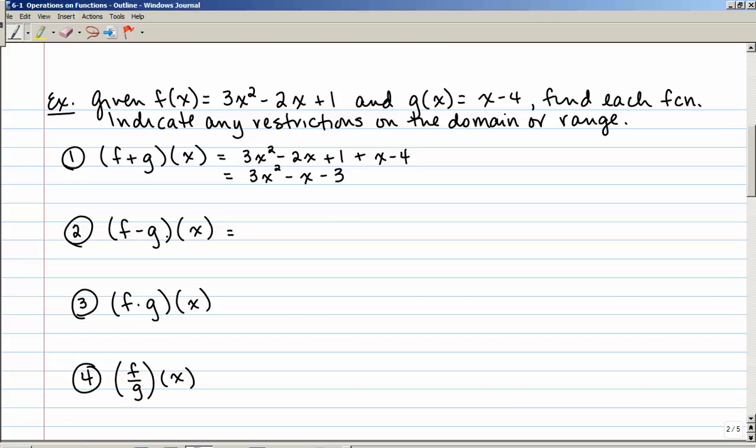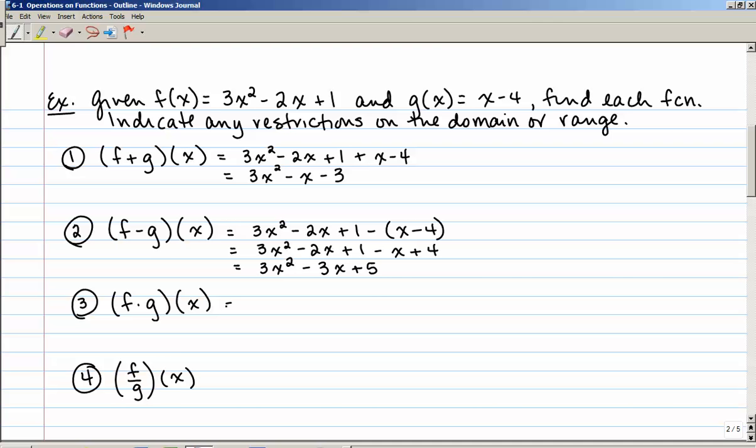Now, f minus g of x, you subtract the two functions. So f of x is 3x squared minus 2x plus 1. Now, this is a little tricky. We have to subtract all of g of x, so I have to put it in parentheses. So remember what that means is it's like subtracting each term, or kind of like distributing a negative 1. So 3x squared minus 2x plus 1 minus x plus 4 minus a negative 4. Now combine like terms. 3x squared minus 3x plus 5. And that's f minus g of x.